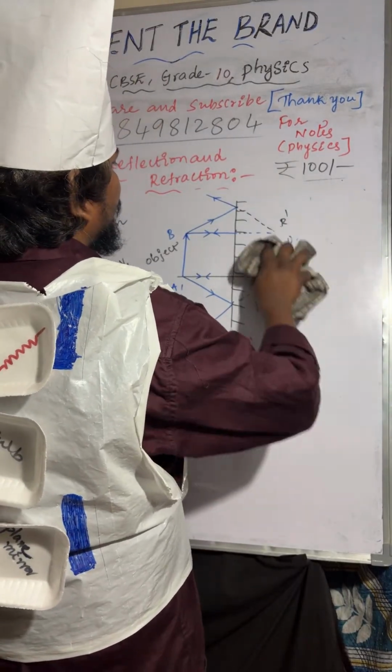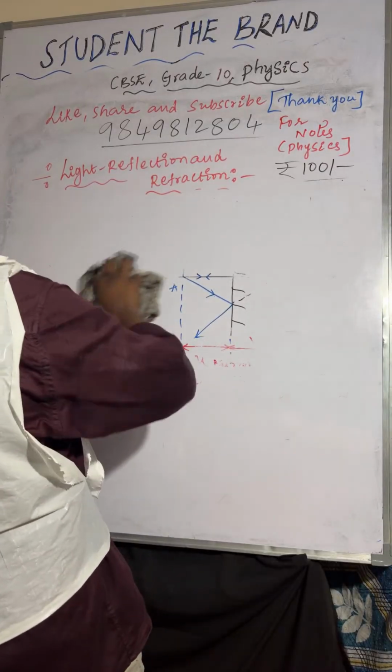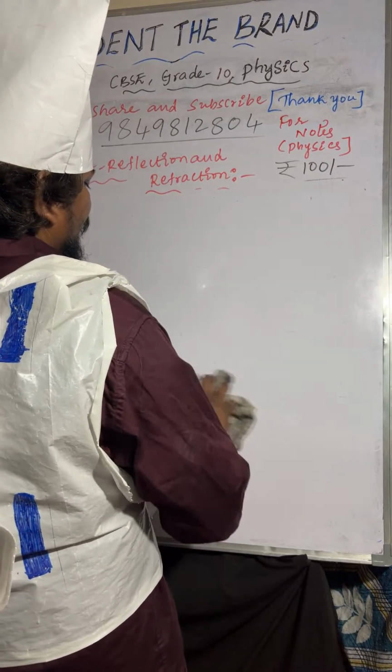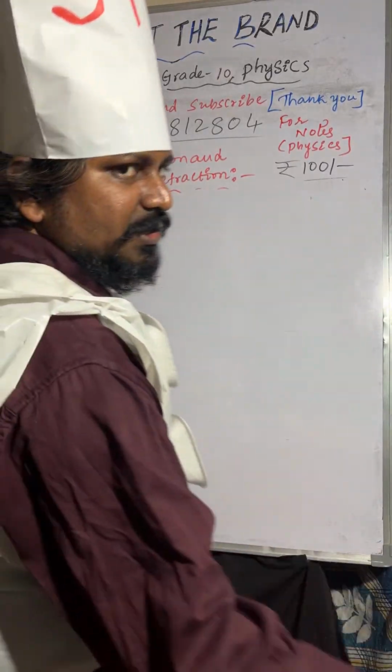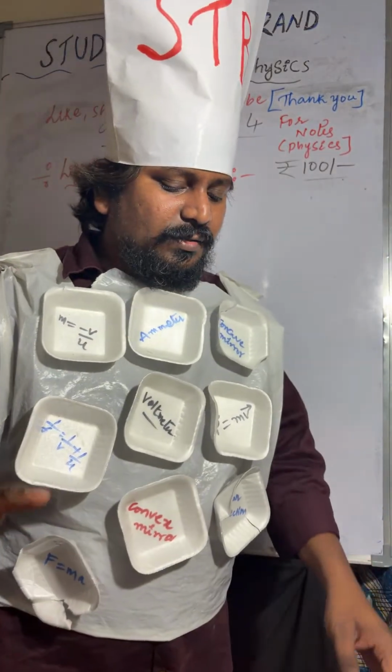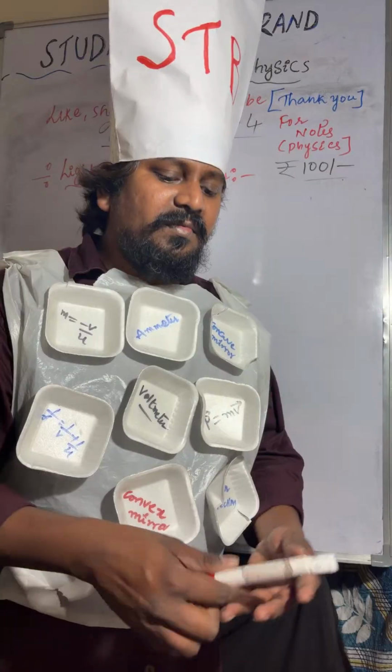The mirror which is in the form of curved shape is called a spherical mirror. There are two types of spherical mirrors: one is the concave mirror and the other is the convex mirror.